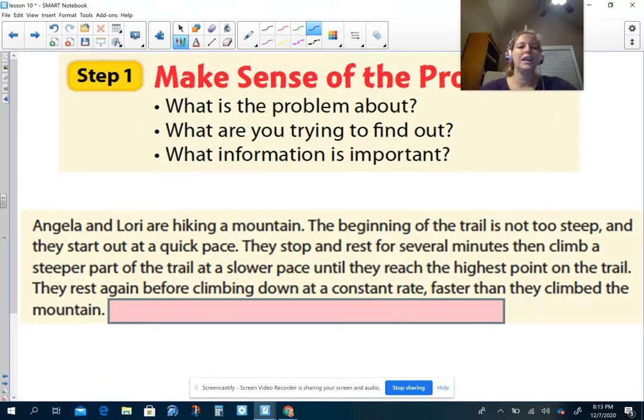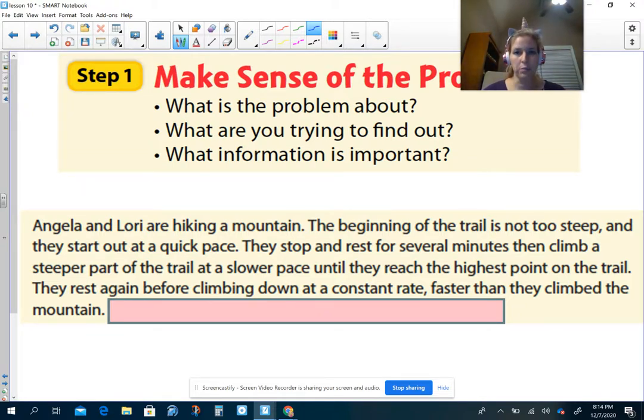Okay. Angela and Laurie are hiking a mountain. The beginning of the trail is not too steep, and they start out at a quick pace. They stop and rest for several minutes, then climb a steeper part of the trail at a slower pace until they reach the highest point of the trail. They rest again before climbing down at a constant rate, faster than they climbed the mountain.